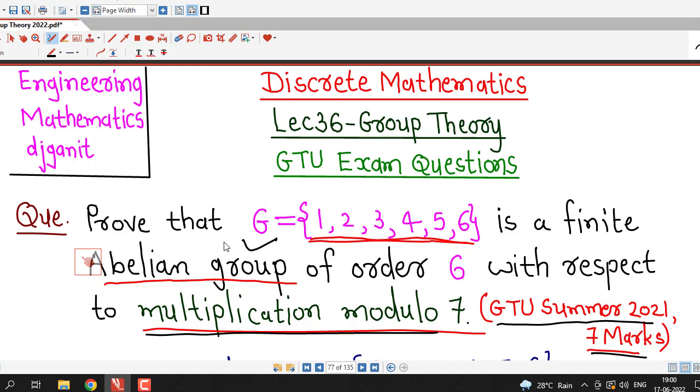Now we want to prove that this is an abelian group. We observe that there are 6 elements only, so this set is a finite set and its order is 6. Order of a group means the number of elements in the group. So this is a finite set and we will show that it is an abelian group. For that, first we have to show that it is a group. Because we have a finite number of elements, we can first prepare the composition table for this set, for this binary operation multiplication modulo 7.